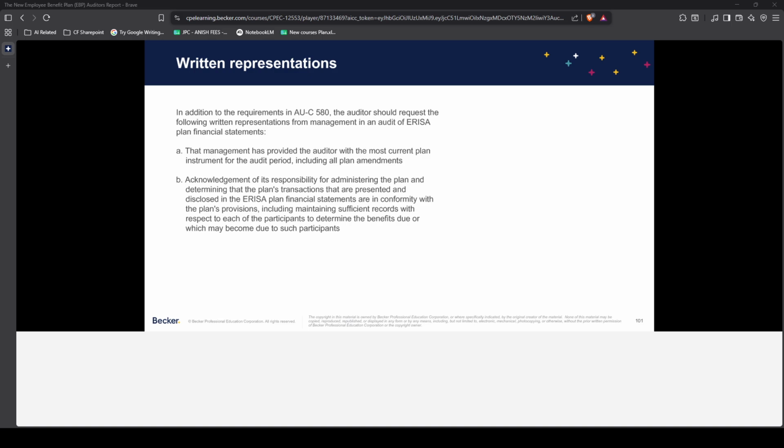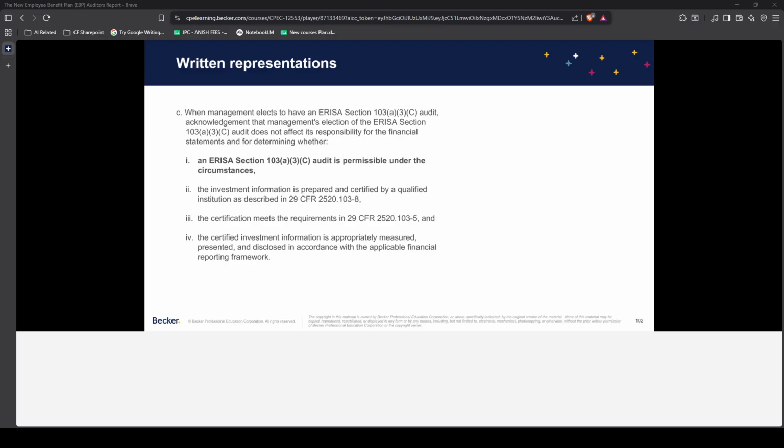If it's a 103A3C, we are going to have another written rep here acknowledging that management's election does not affect its responsibility for the financial statements. So just like we added in the reporting section where we say you still are responsible for these financial statements, we're going to have that in a written rep. And then you're going to notice here we're going to have a requirement that management has determined whether they can actually do a 103A3C audit, right? Whether it's permissible. That's management's election there.